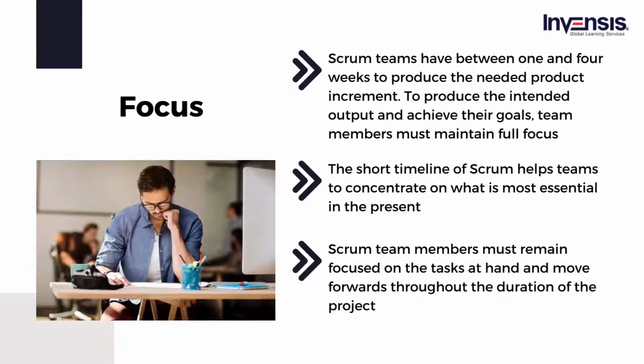Typically, sprints are divided in Scrum projects. Consequently, Scrum teams have between 1 and 4 weeks to produce the needed product increment. To produce the intended output and achieve their goals, team members must maintain full focus. The short timeline of Scrum helps teams to concentrate on what is most essential in the present without being distracted by what may become significant in the future. There may be an excess of problems or distractions, some of which may be important enough to demand immediate care. Scrum team members must remain focused on the tasks at hand and move forwards throughout the duration of the project.